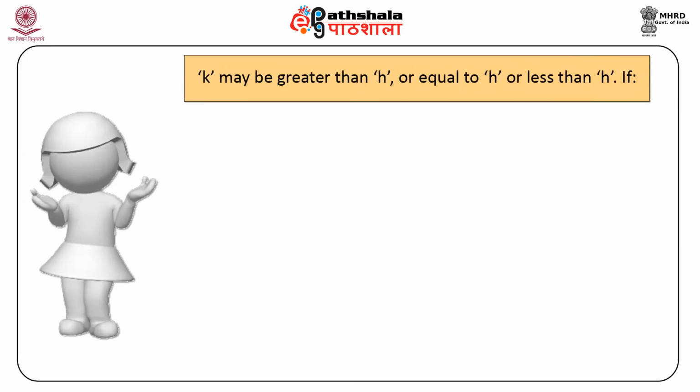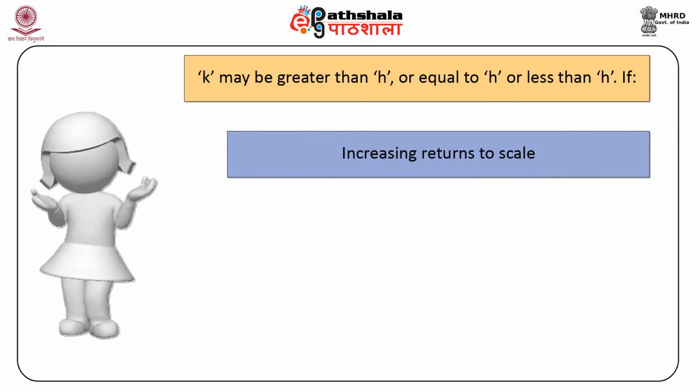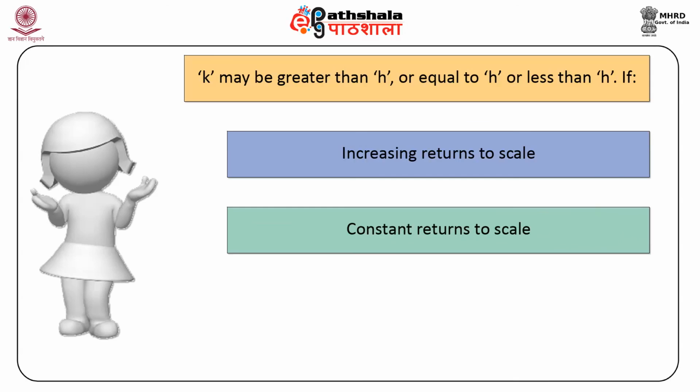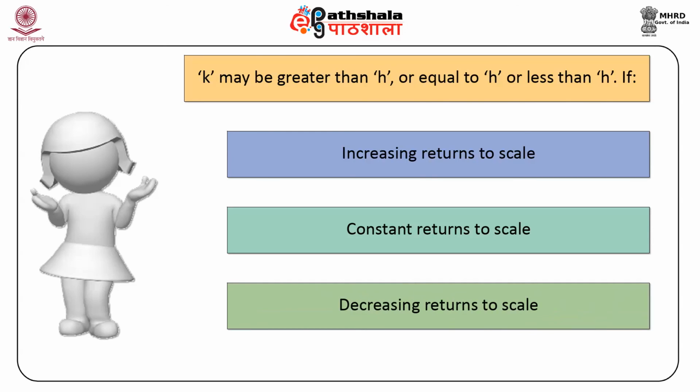Hence, k may be greater than h or equal to h or less than h. If k is greater than h, then it represents increasing returns to scale. If k is equal to h, then it represents constant returns to scale, and if k is less than h, then it represents decreasing returns to scale.